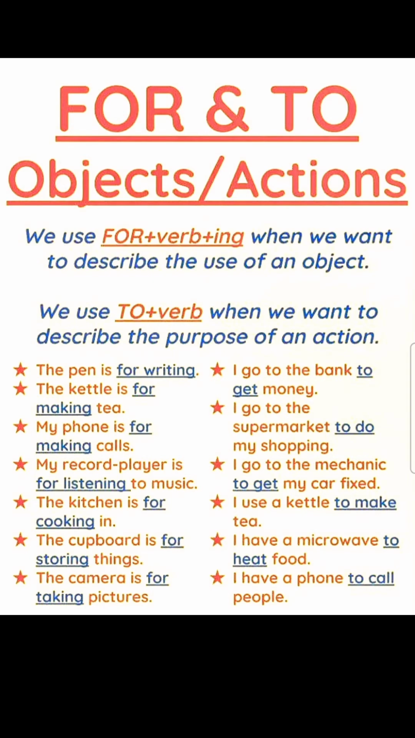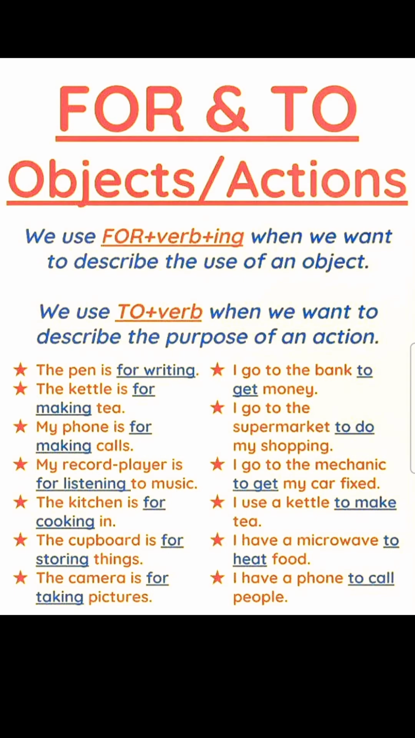Second, I go to the supermarket to do my shopping. To do is the verb here, and I am going to the supermarket with a purpose. What is the purpose of my action of going to the supermarket? It is to do my shopping. Next, I go to the mechanic to get my car fixed. Now, I am going to the mechanic to get my car fixed. What is the purpose of my action of going to the mechanic? To get my car fixed.